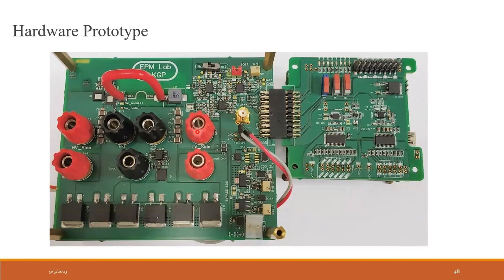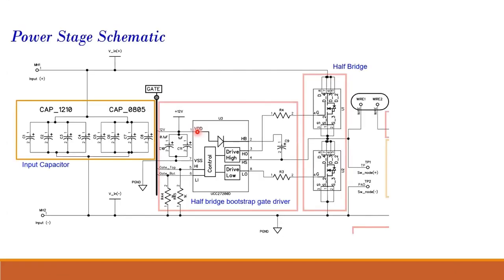Now we will see the power stage schematic. This is the V input plus. These are capacitors. 1210 is a 1210 SMD package, and 0805 is the smaller capacitor package, and they are connected in parallel so that you reduce the ESR. Then there's the bootstrap gate driver, which we talked about, and there's the half bridge.